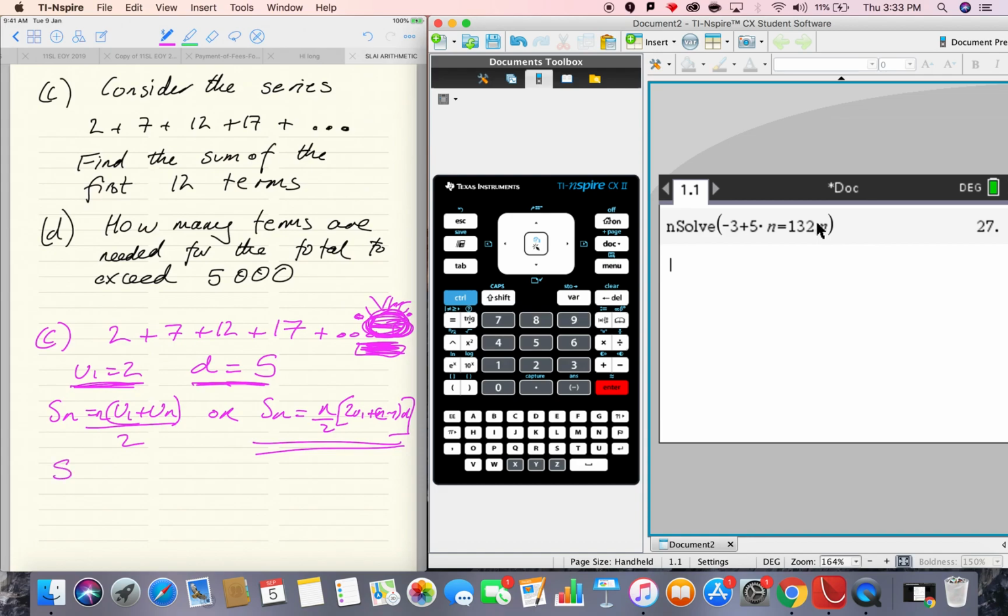So the sum of how many terms do we want? The sum of 12 terms is equal to 12 over 2 into 2 times u1 plus 12 minus 1, times d, the common difference, 5. Okay, and then we just crunch that out in the calculator. This is 6 into 4 plus 11 times 5. This is 6 into 4 plus 55. This is 6 times 59, and I can do that, I think, 354.